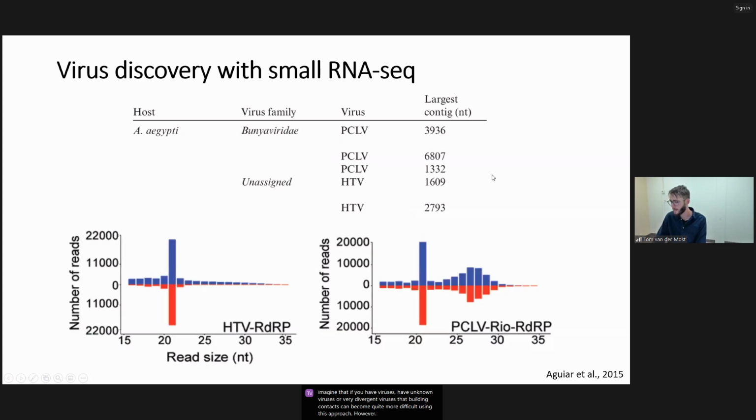However, and this is the clear benefit, if you look at the size of reads mapping to your viruses, for actively replicating viruses you would expect this strong 21 nucleotide peak, indicating that these viruses seem to really be actively replicating inside your mosquito, which is what you are interested in.